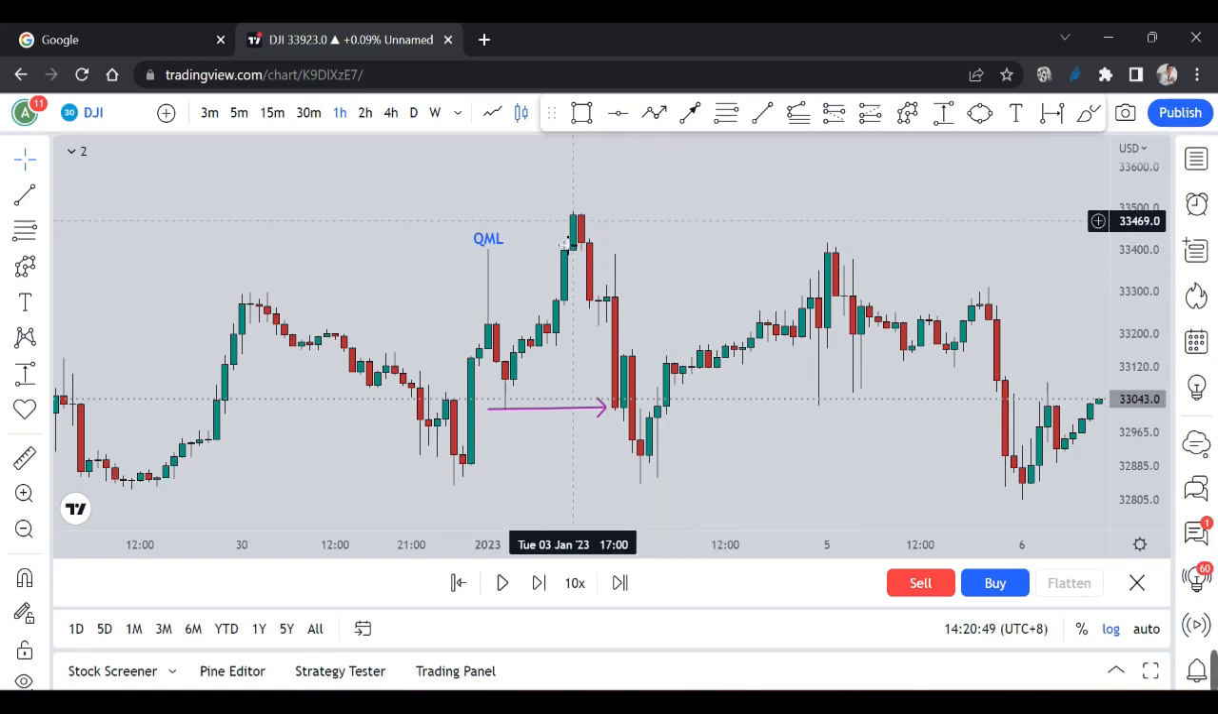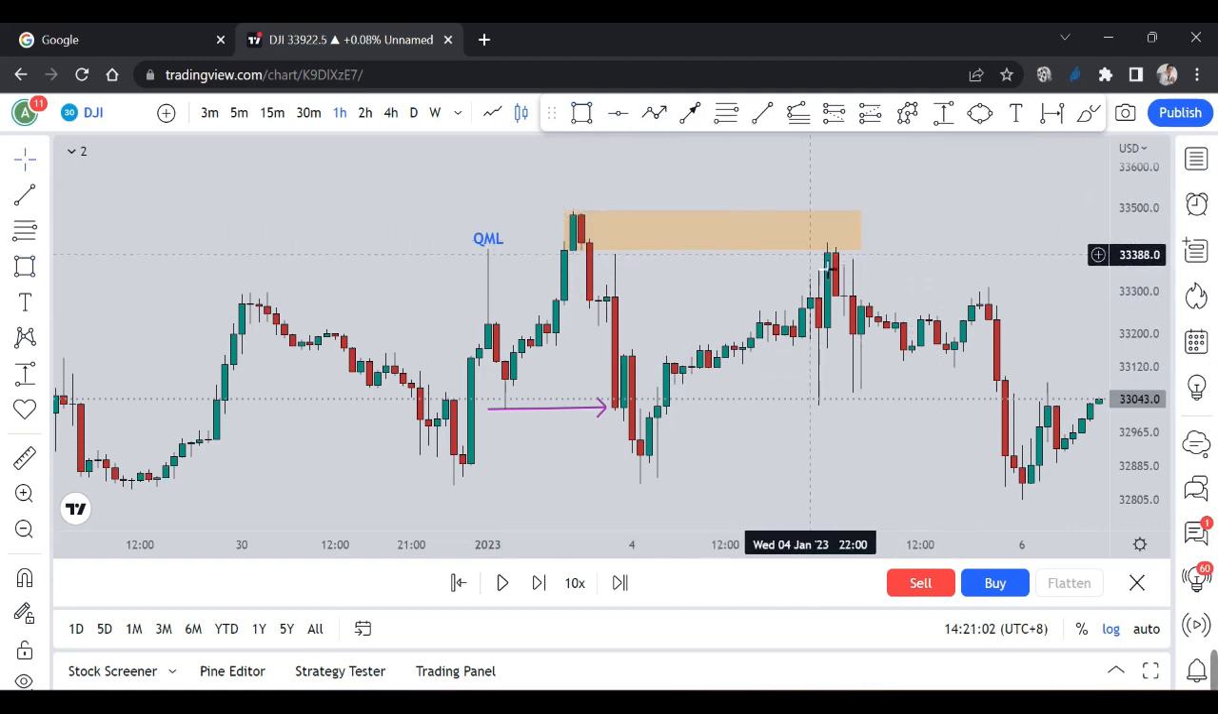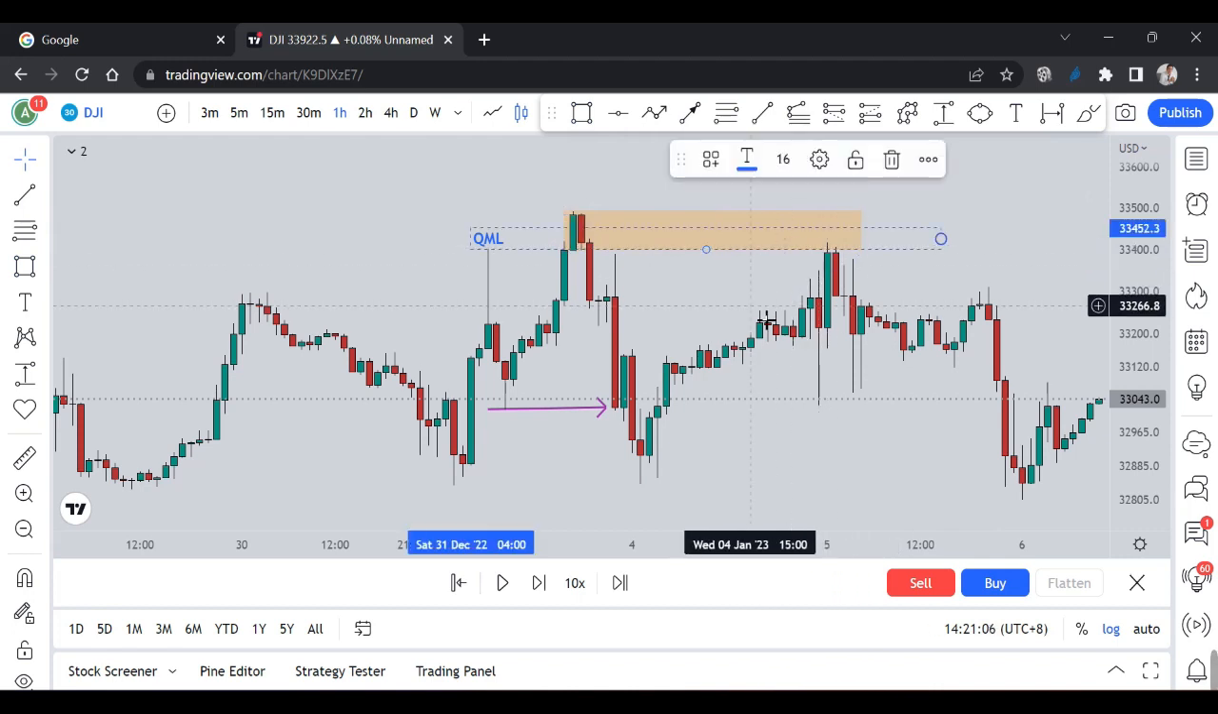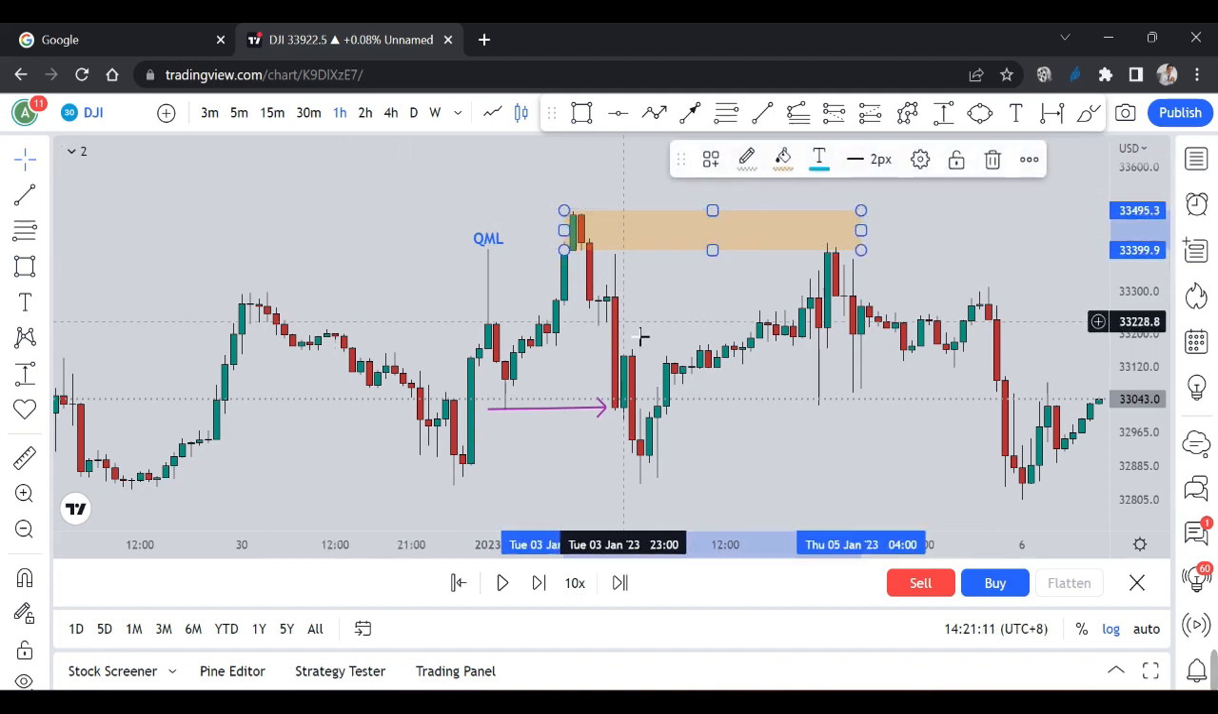Over here, there is one very obvious entry zone, right there. This is the supply zone. You can see very well that the price came into this area, tapped onto it, and then dropped. But there is a very big problem. This is H1 for Dow Jones, which means the zone is actually quite huge, and you cannot maximize your profit.